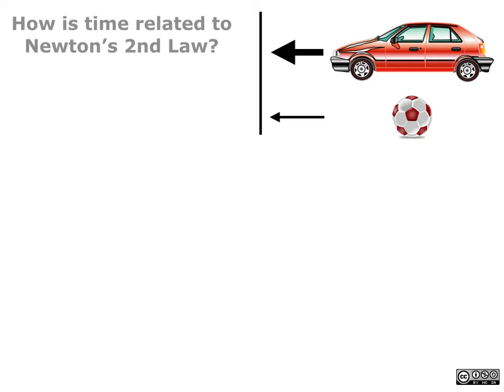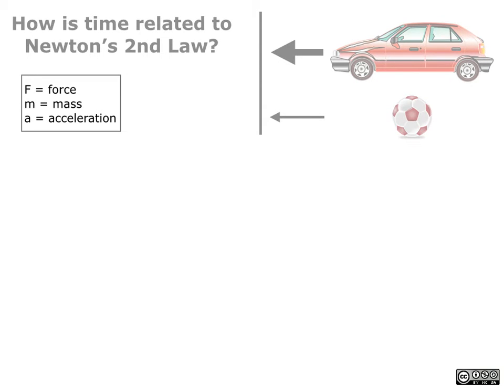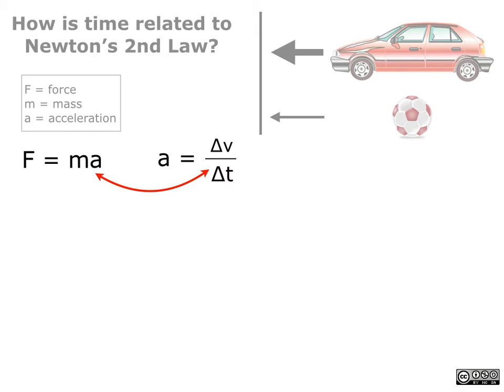The second law gives us the exact relationship between force, mass, and acceleration. This can be expressed as a mathematical equation. Force equals mass times acceleration. We know that acceleration is the same as the change in velocity over the change in time. Here we can substitute delta v over delta t for a in this other equation. So that means that force equals mass times delta v over delta t.